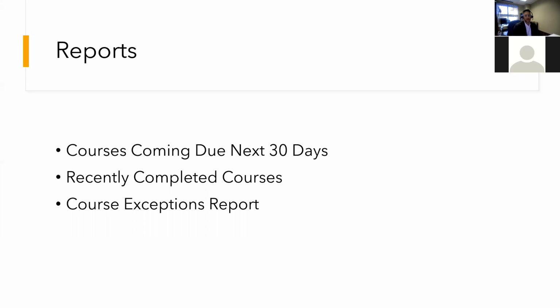So if you guys will let me know, if you're listening, in the chat box, you can unmute yourself. Where can I find these 3 reports that we're about to go over? So there's courses coming due next 30 days, recently completed courses, and course sections report. Where do you think I can find these particular reports at? We talked about it at the beginning of the call. Let's see if anybody remembers where. So you can either type it in the chat box, or you can unmute yourself and let me know. Anybody? Bueller?